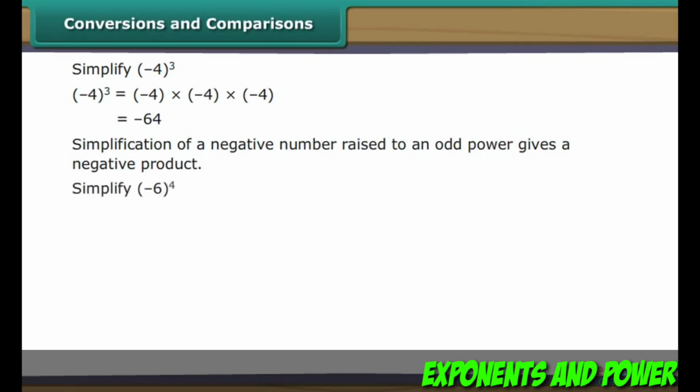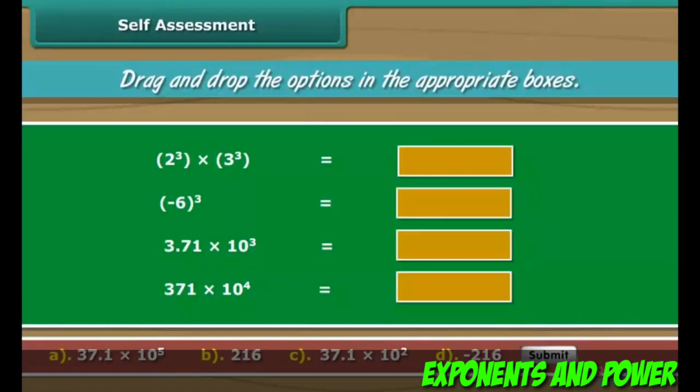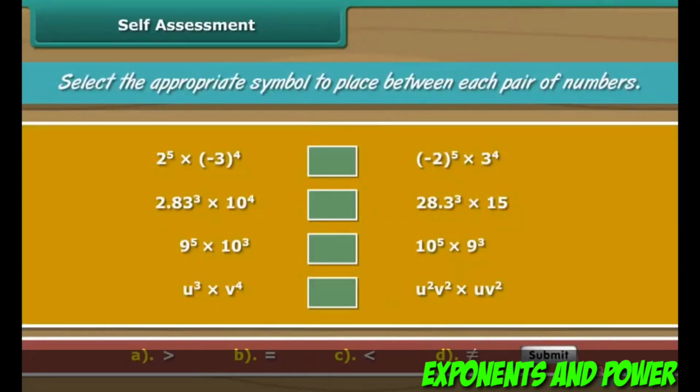Let us now simplify minus 6 raised to the power 4. Minus 6 raised to the power 4 is equal to minus 6. Assessment. Drag and drop the options in the appropriate boxes. Self-assessment. Select the appropriate symbol to place between each pair of numbers.